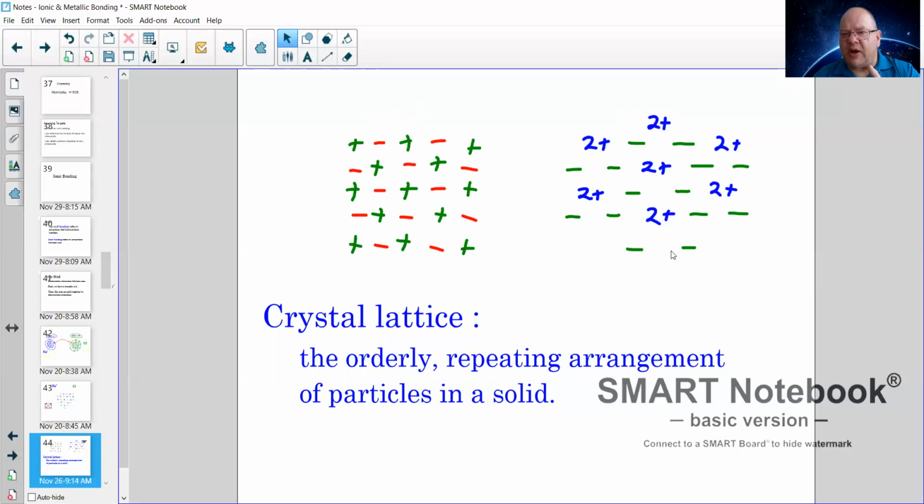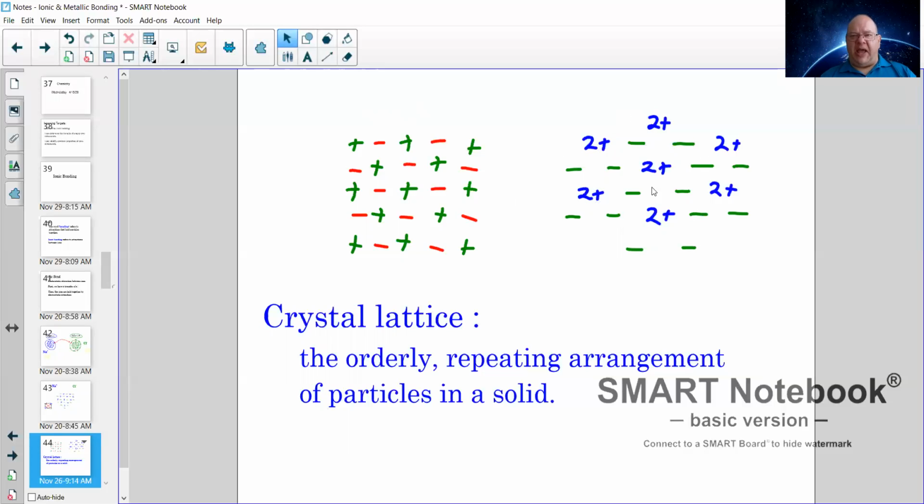Let's get that in here right now. The overall compound is still neutral because for every electron that was lost, somebody gained an electron. The total number of electrons is still the same. The net charge on an ionic compound is always 0. I'll try to come back to that in a little bit.